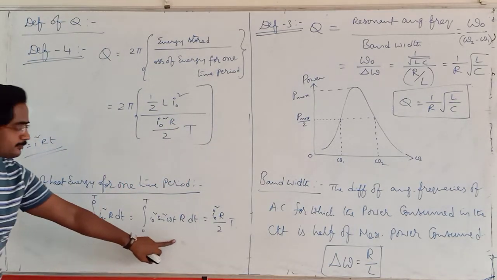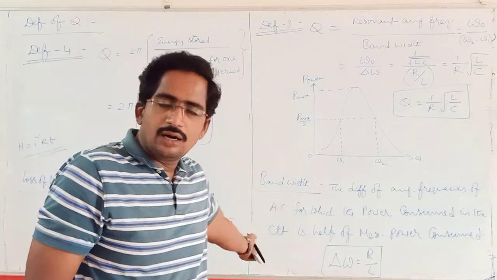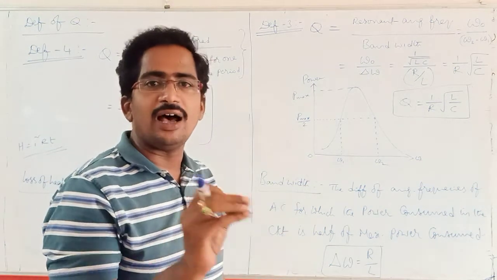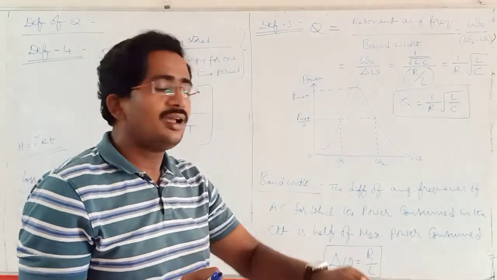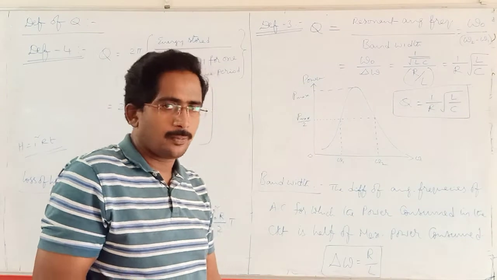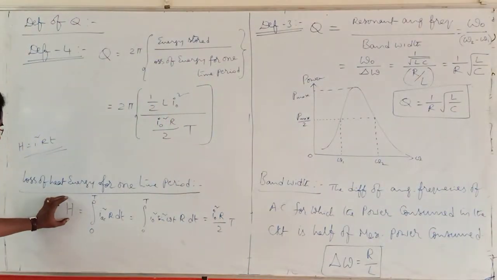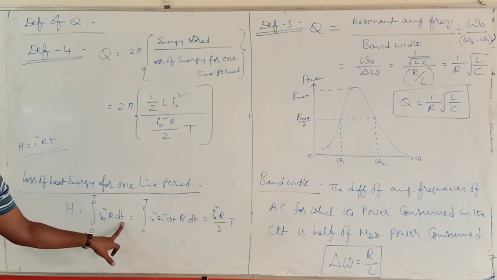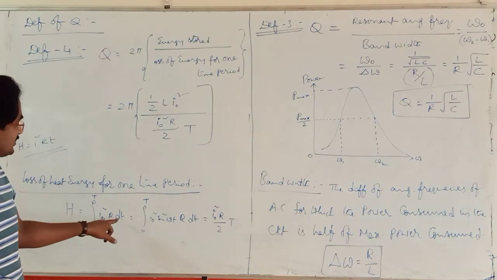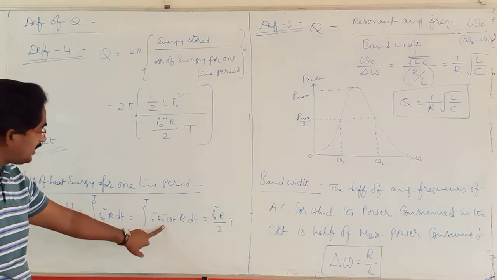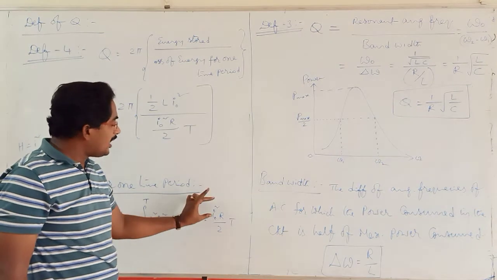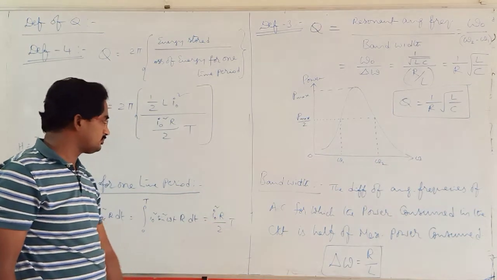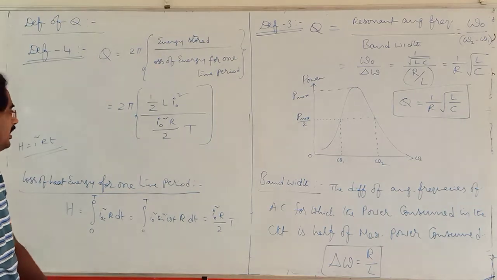Please note down this point, and note down the derivation of loss of heat energy in the AC circuit. How did we solve it? Heat energy equals the integral 0 to T of I AC square R dt. I AC value is I naught sin omega t. So I naught square sin square omega t R dt equals I naught square R T by 2. That I have written here.